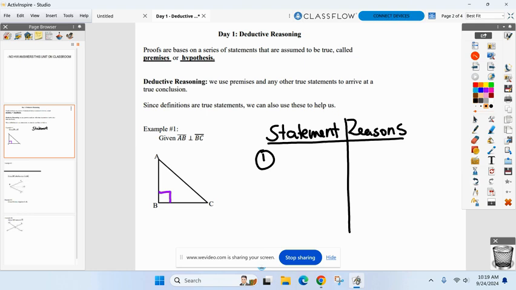So the first thing I'm going to write is AB is perpendicular to BC. That's always our first statement. We always know that's true. And how do I know it's true? Because symbol. It's given. And everything I give you is true. All right, so that's always our first one. Everything else now comes from you guys.